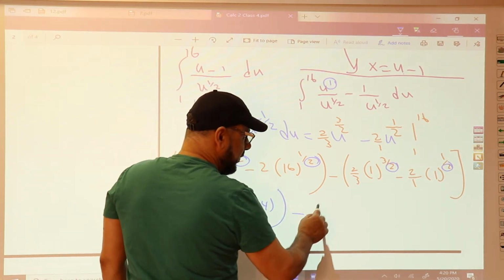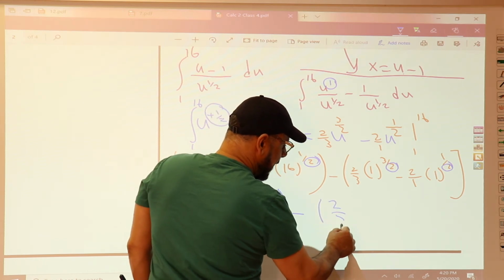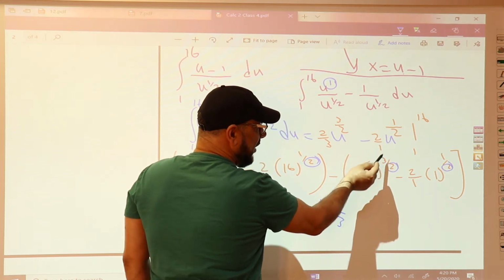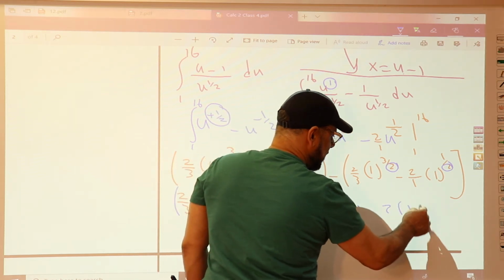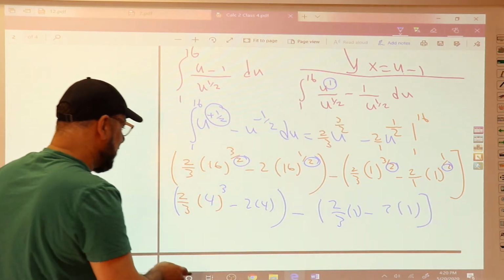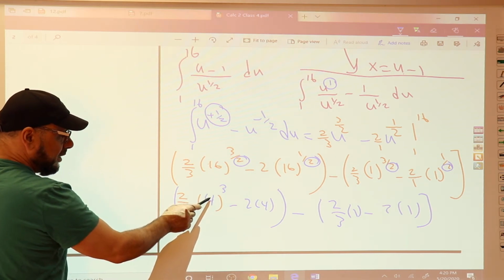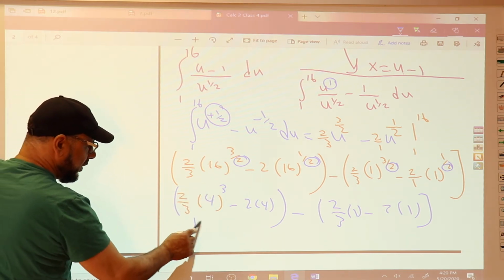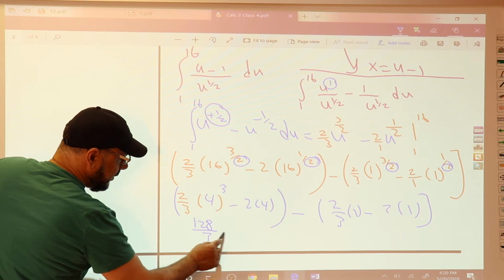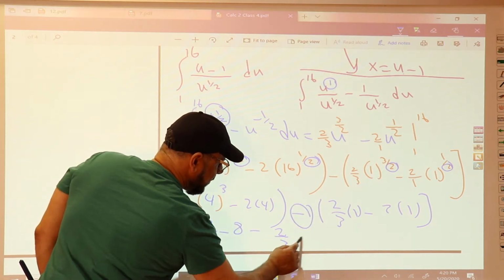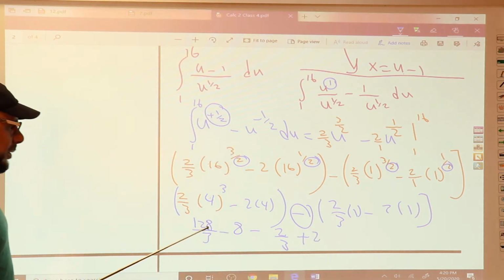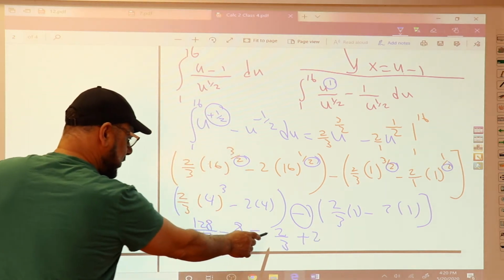Minus, after I finish this problem, let me just finish this one. And 1, it doesn't matter what you have here. When you have 1, it doesn't matter what you have, it is 1. Minus 2 times 1. Now simplifying the arithmetic. 16 times 4 is 64, 128 over 3, minus 8, minus 2/3. You see the minus here? Plus 2. Now, 128 minus 2 is 126.